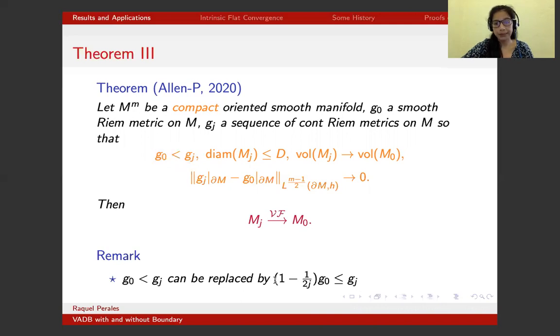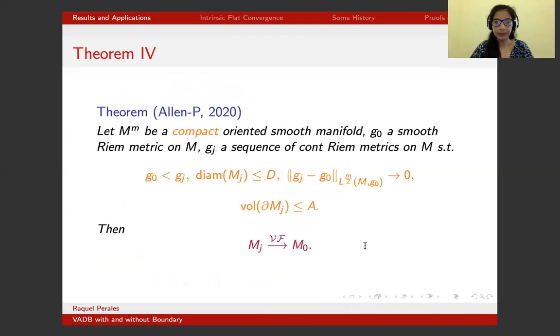can be replaced by this inequality. Okay, so we start with a strict inequality because we have to prove a technical theorem, but after we prove this, as a corollary, we can relax the condition on the tensors.